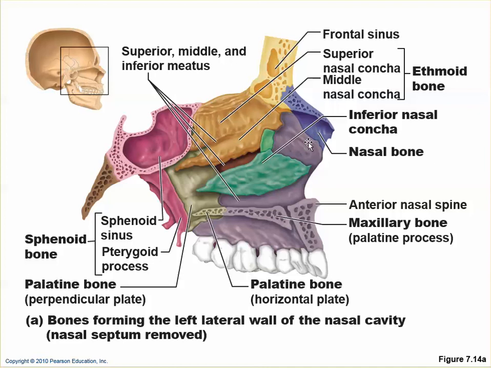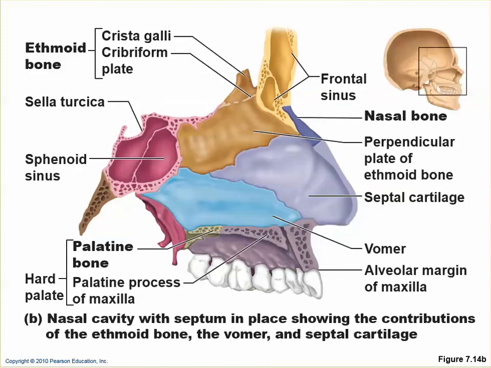This is over just a little bit, so that the septum is in the picture. So there's the perpendicular plate of the ethmoid bone, there is the vomer bone, and this is cartilage. The nasal bone is here.